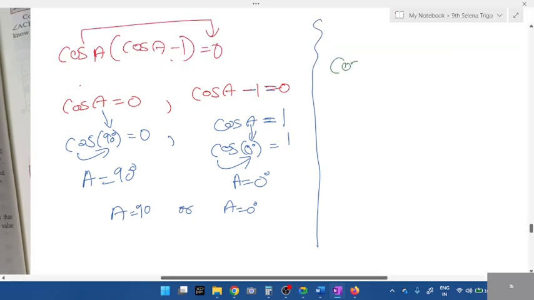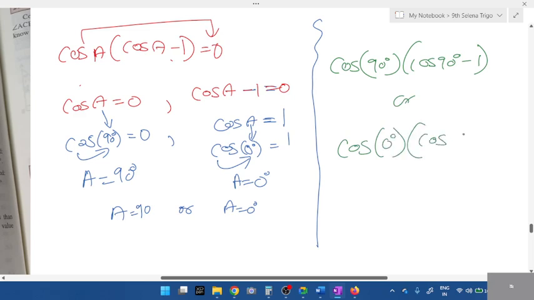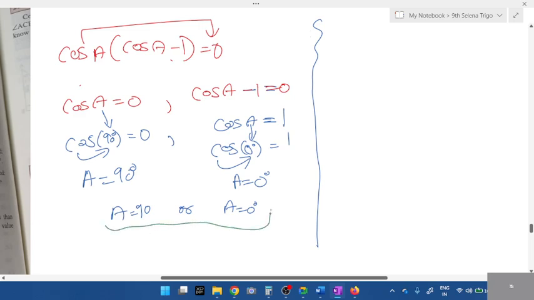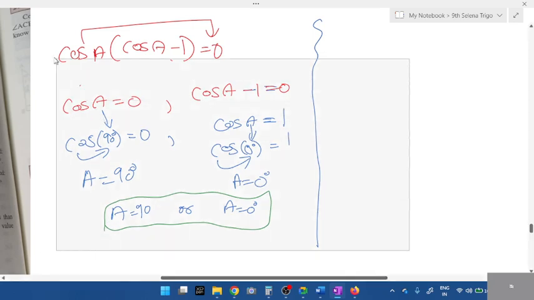The meaning of this is I can write like this. In place of A I can write 90 degrees into cos 90 degree minus 1. Or I can put A is equal to 0: cos 0 degree into cos 0 degree minus 1. If you solve both, you'll get 0 as the answer. So it is option 1, or option 1. Completed? Both of you understood how to solve?